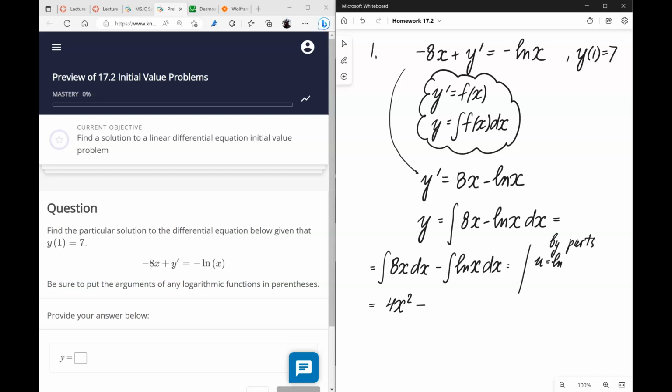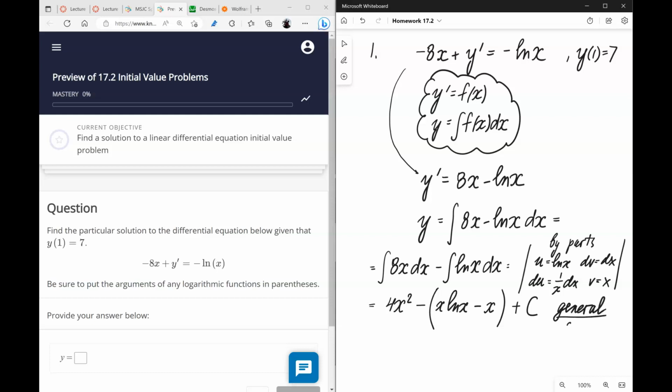u is ln of x, dv is dx, du is 1 over x dx, v is x. So here we have uv minus the integral of v du, so x ln x minus the integral of 1, which is x. Now remember it, and we have plus c. So this is the general solution.